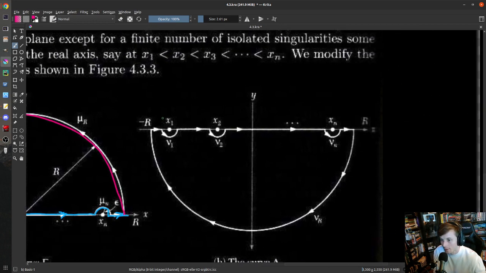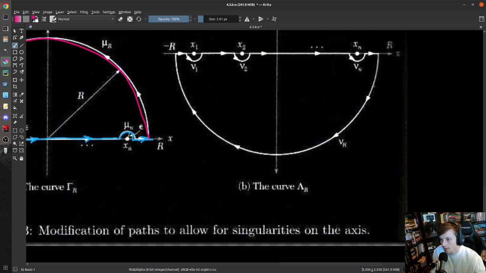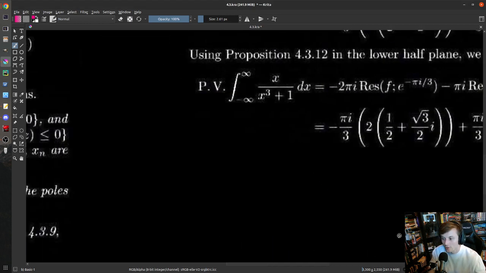We could do the exact same thing on the bottom, of course, in the lower half plane if we wanted. It doesn't matter, just whichever is more convenient to the given situation.